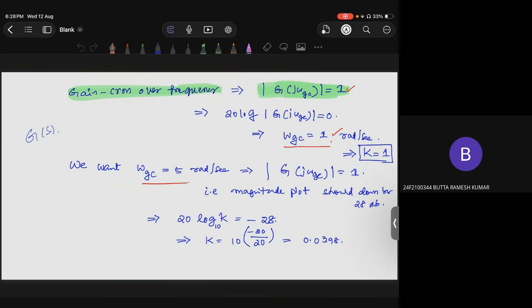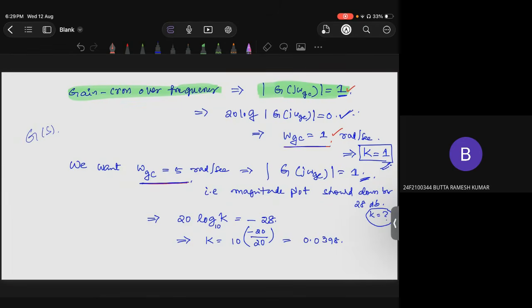When you take only GC, it will be log 1, and that value is 0. So in this case, omega GC is equal to 1 radian per second for K equal to 1. But what we want is omega GC as 5 radians per second. At that time, we wanted to get this equal to 1.